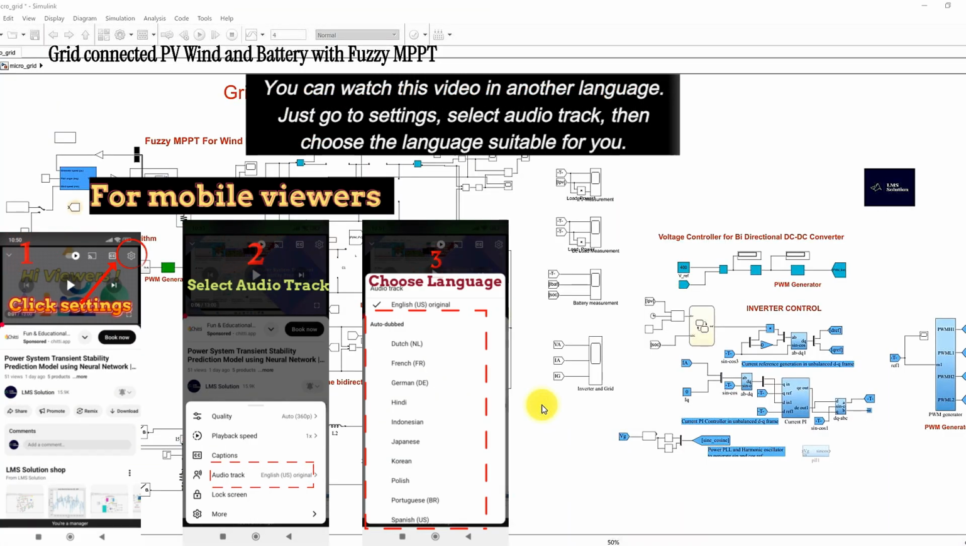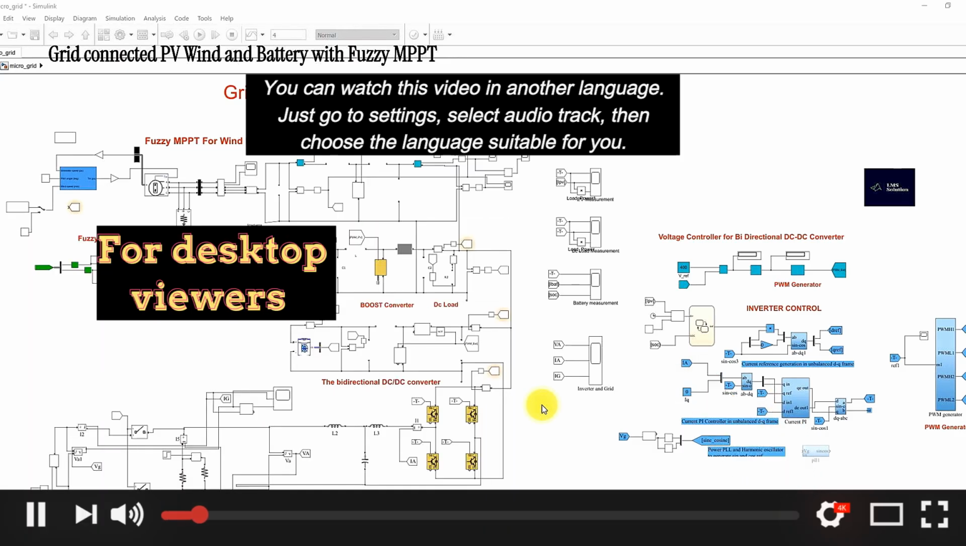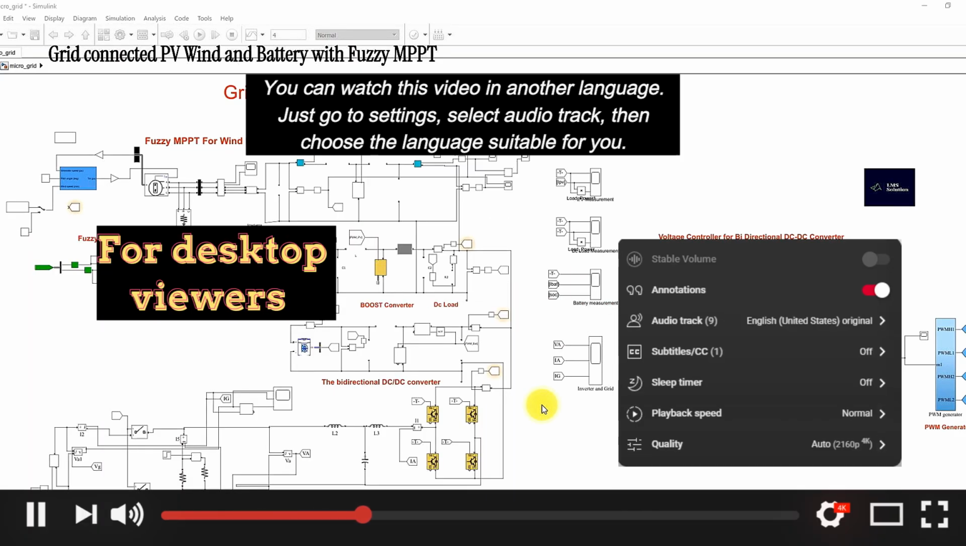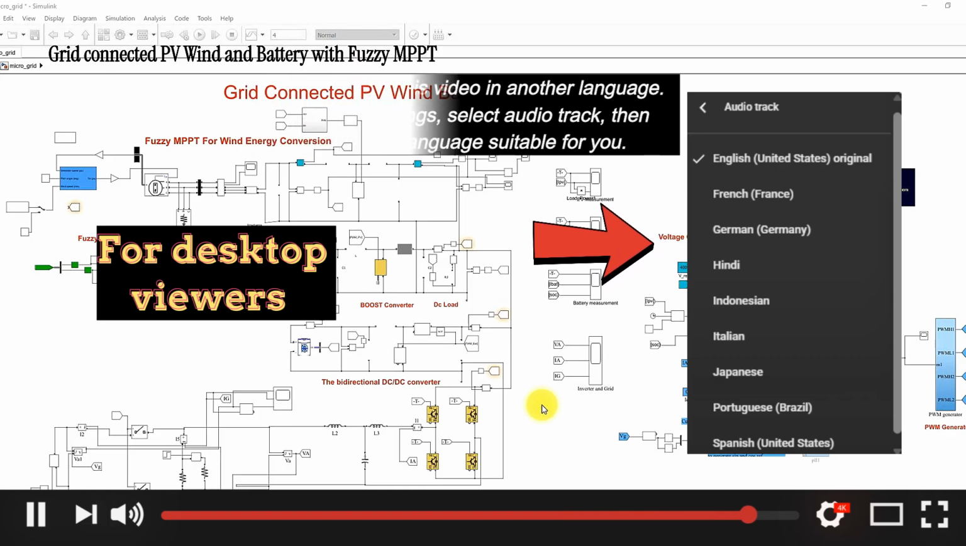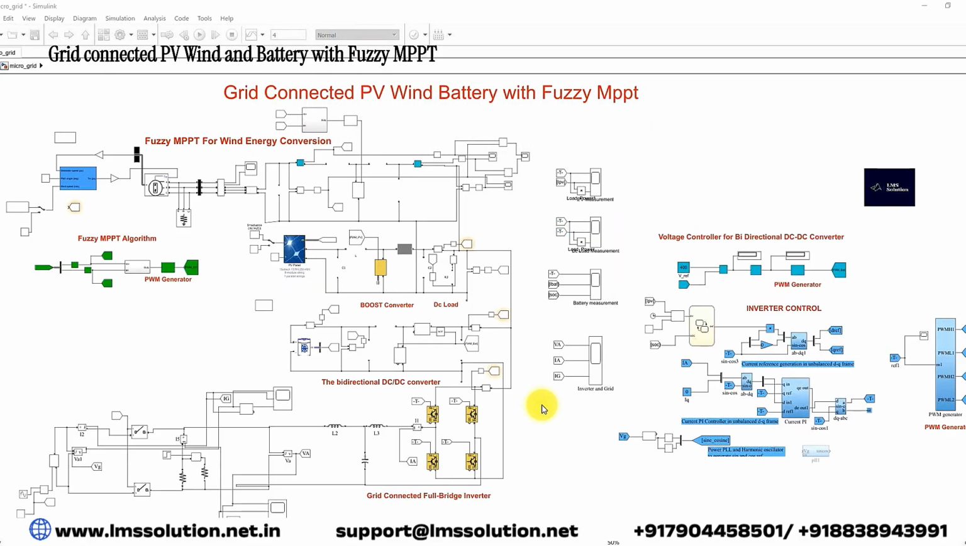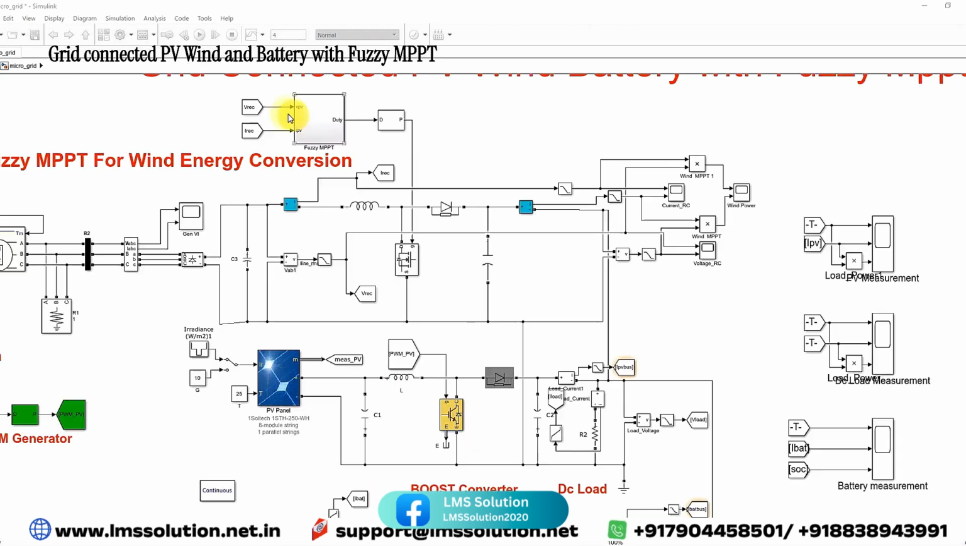Today we are going to see about the grid-connected PV wind battery system with the Fuzzy MPPT algorithm. The Fuzzy MPPT algorithm is implemented for the solar PV system as well as the wind energy conversion system to extract the maximum power from the wind energy as well as the PV panel. Here you can see that we have the Fuzzy MPPT for the wind energy conversion system.